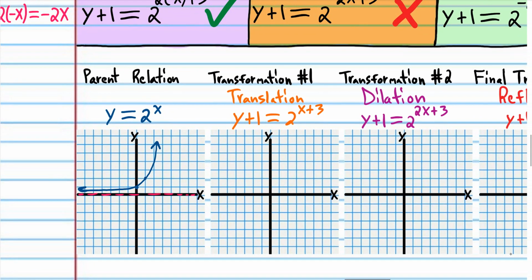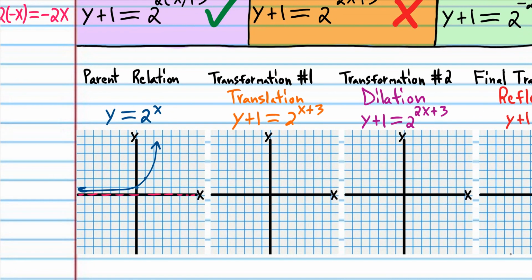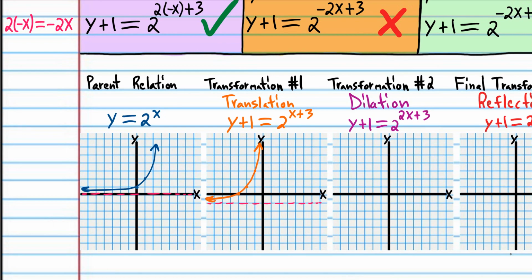Okay, then we're going to translate. We're going to move down 1 unit and to the left 3 units. So that's going to change the position of the horizontal asymptote. And this point here is going to move to there, if we move it down 1 and to the left 3. And then we have another point there. And if we go up 2 and over 1, we have another point. And we can connect the dots. Okay, so there's our other graph.